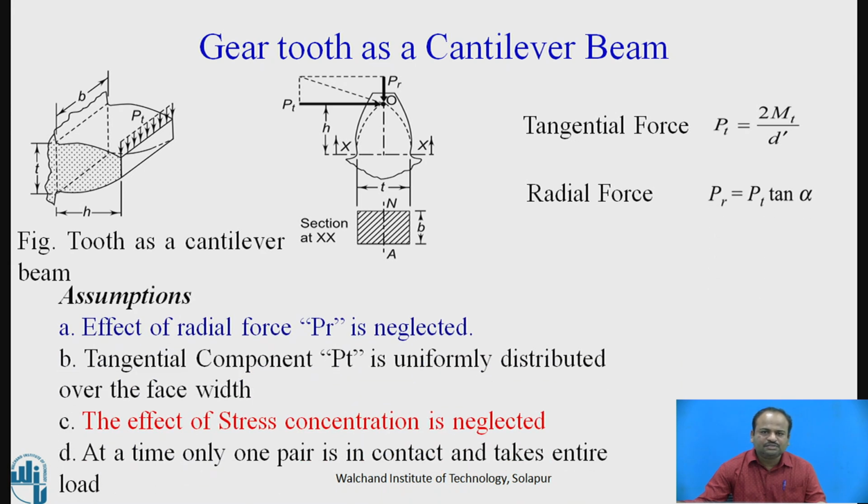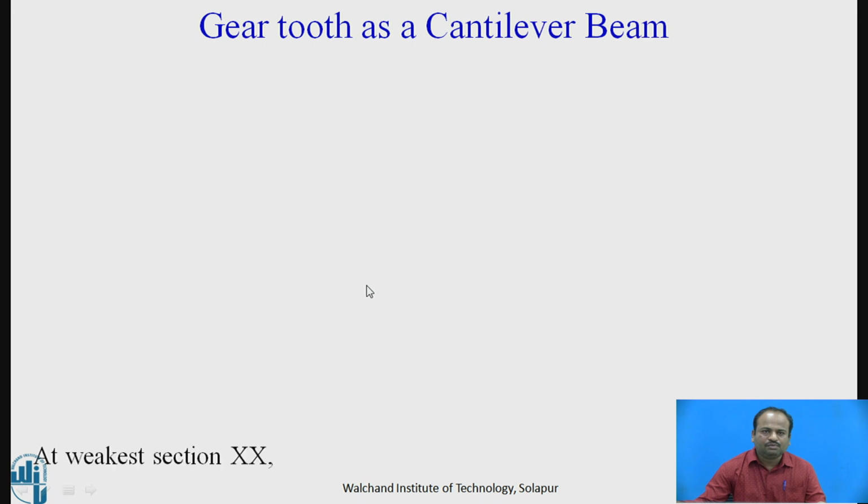Now some assumptions that we have made for deriving the beam strength equation of the spur gear. The effect of radial force Pr is neglected for the sake of simplicity. Tangential component Pt is uniformly distributed over the face width. The effect of stress concentration is also neglected. At a time, only one pair of teeth is in contact. Those are the assumptions we have made.